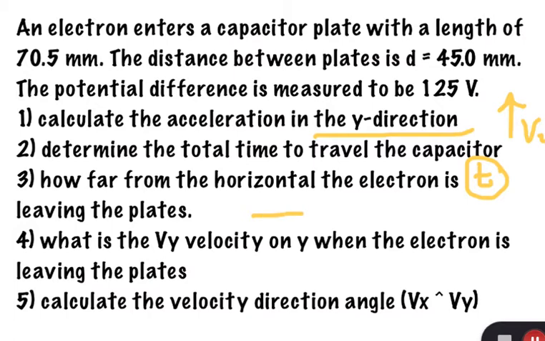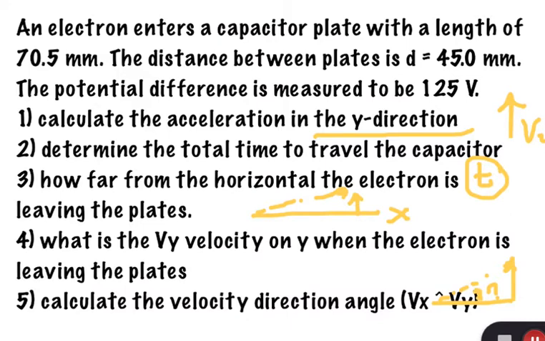If we're talking about the horizontal x here, the electron is moving up, and what is this distance here? And number 4, what is the velocity of the electron when it is leaving the plates? That's the Vy final. And calculate the velocity direction angle. Since the Vy is going up and the Vx is going horizontally this way, what is this angle here? So you have to solve for an angle.